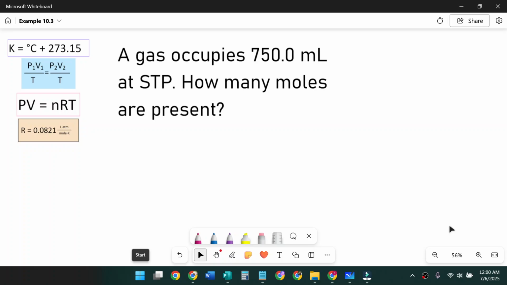This is example 10.3 from Discovering Design with Chemistry. It says a gas occupies 750 milliliters at STP. How many moles are present? So let's look and see what we have so far. So we have a volume here.